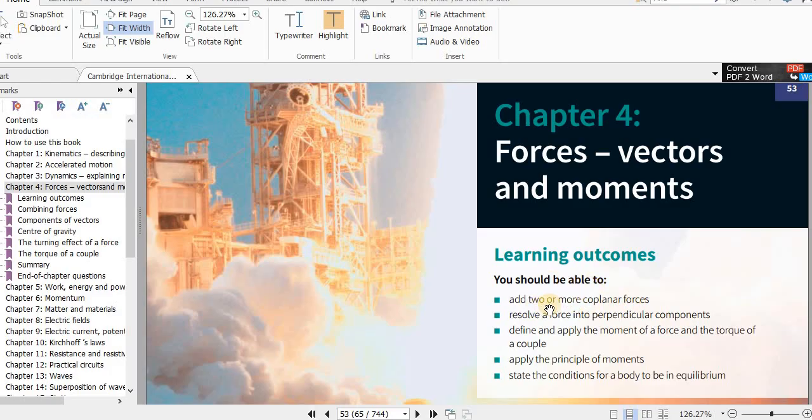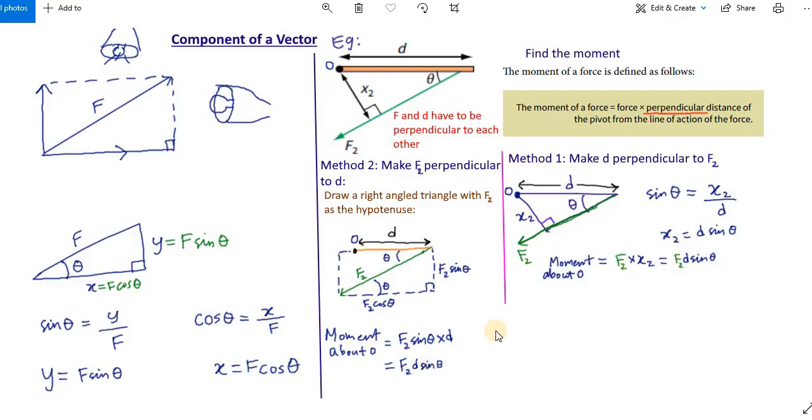You should be able to add two or more coplanar forces. Coplanar forces are forces in the same plane. A plane is an imaginary surface. Resolve a force into perpendicular components. Now if you are given a force, you have to find the components of that force. I will show you over here.